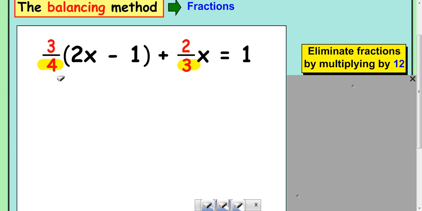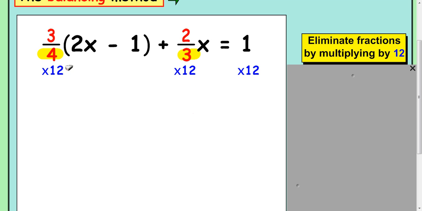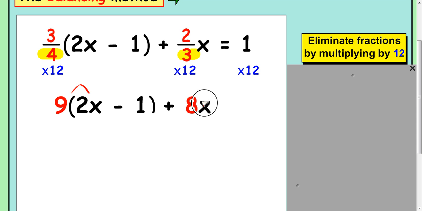So what I want to do here is multiply this bit by 12, this bit by 12, and the one on the other side also by 12. So 3/4 of 12, well, divide by 4 to get 3, and then times by 3 to get 9. So you should have a 9 now in front of your bracket. Okay, 2/3 multiplied by 12, 12 divided by 3 is 4, and then double it, times it by 2, and that gets you 8. And then 12 times 1 is just 12.